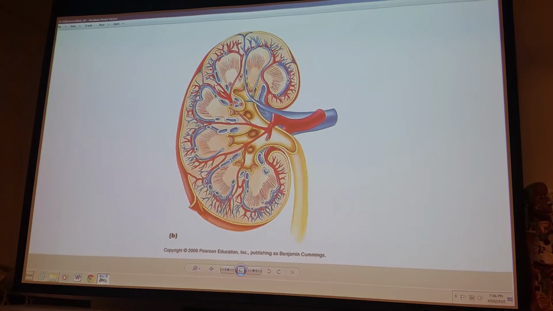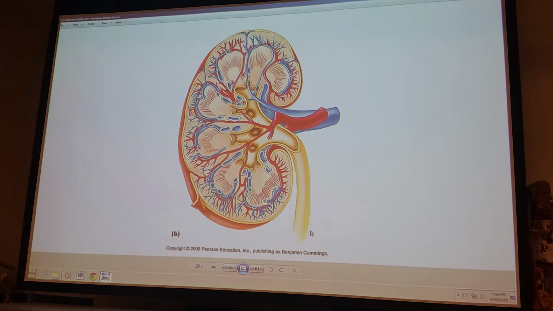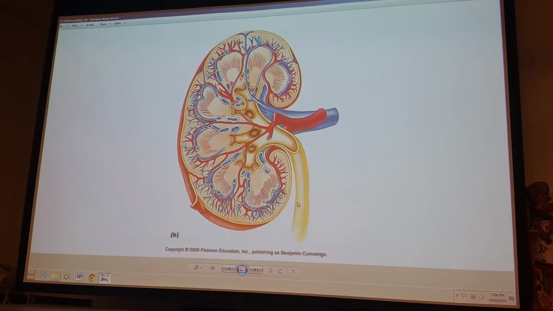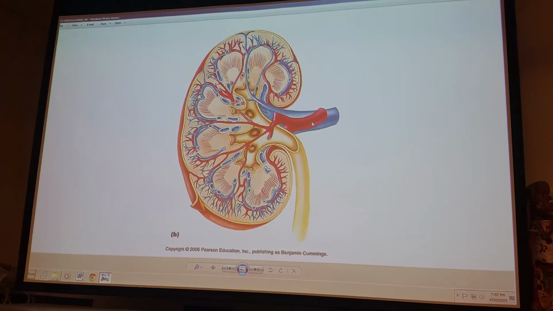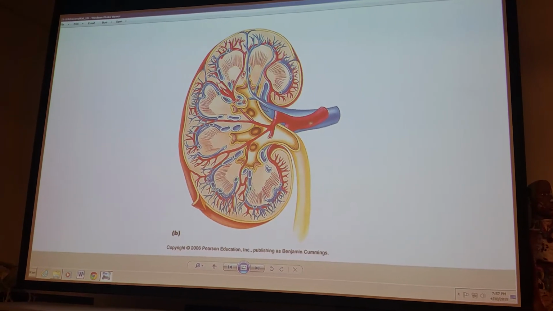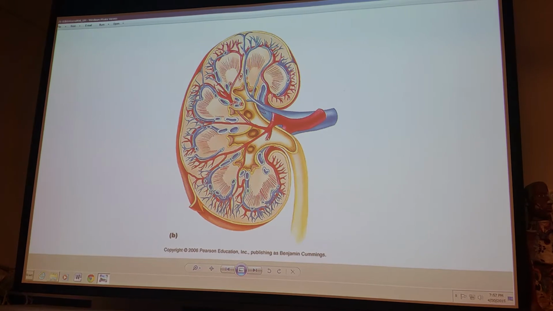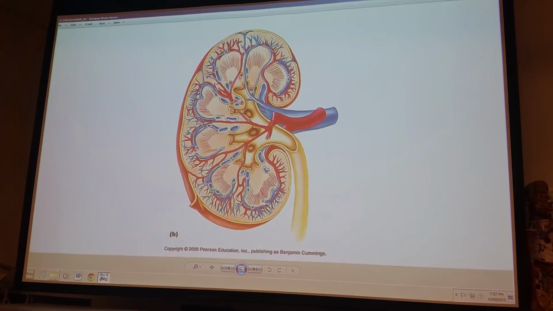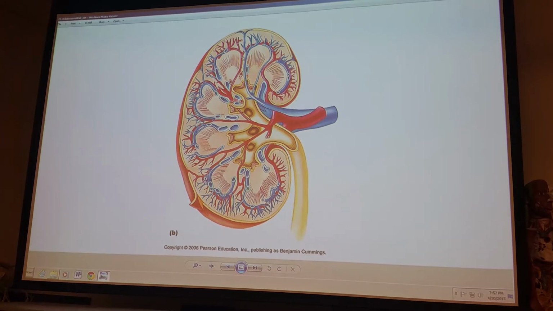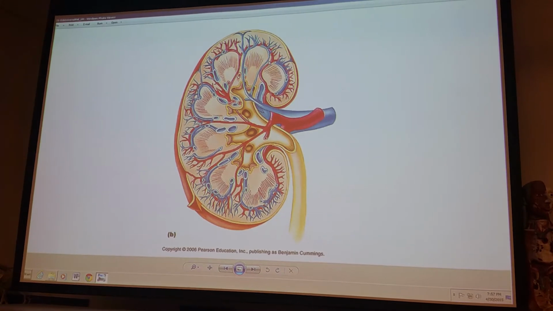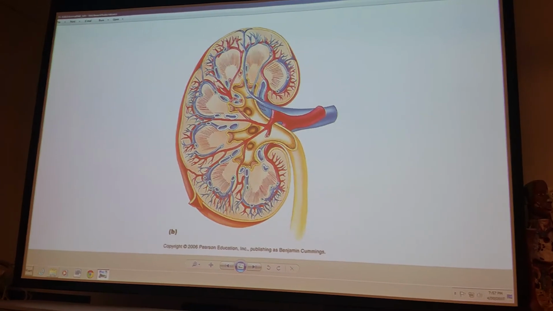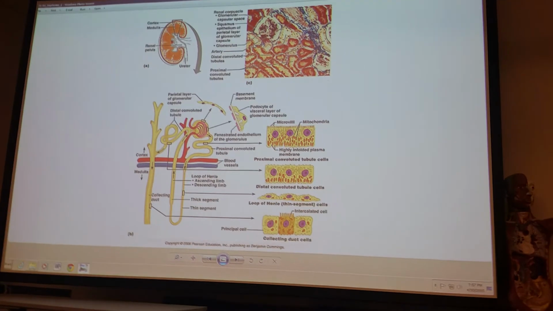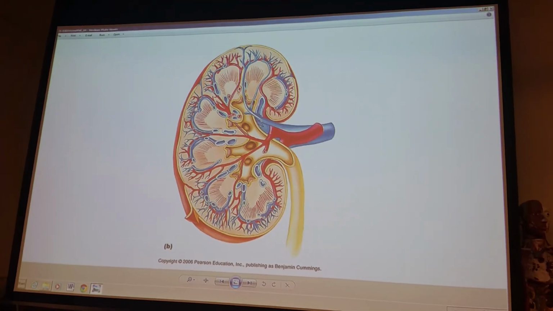All right. What's this thing? Ureter. What's this? Renal artery. What is this artery? Cortical radiate. Nope. That's the arcuate artery. Okay. Let's see if there's another. No, it doesn't have another. I think you do. All right.